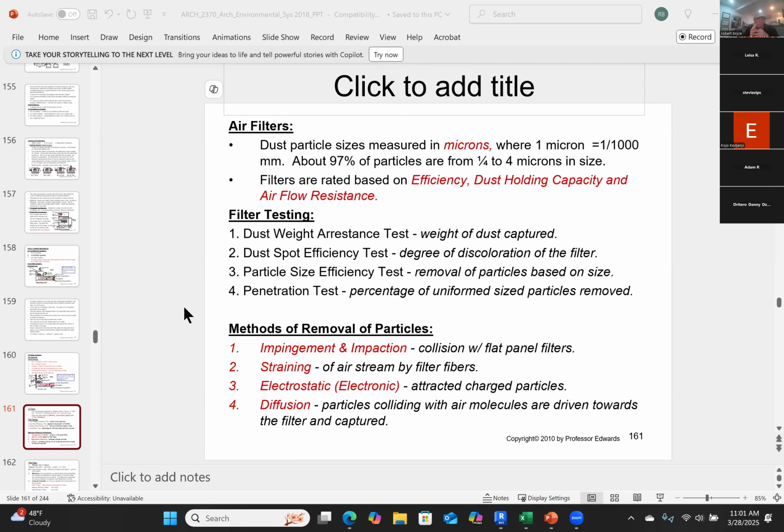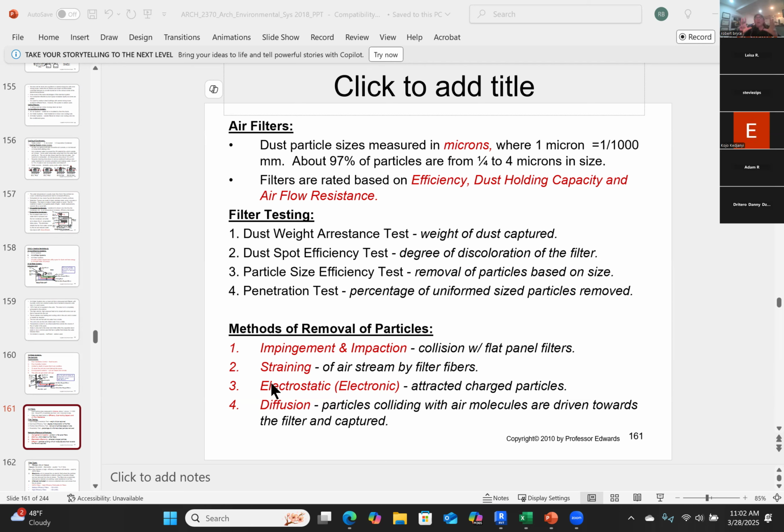And now we have electrostatic filters, which, you know how static electricity works. You take the balloon, you rub it on your head, and you put it on the wall, and it stays there. That's static electricity. Well, what we have are electrostatic filters, which are charging the air, which then charges those particulates.